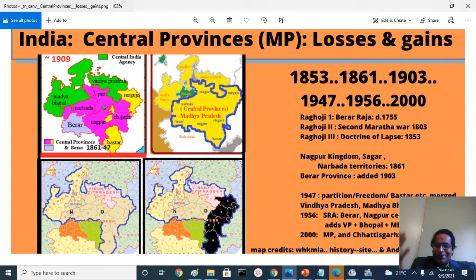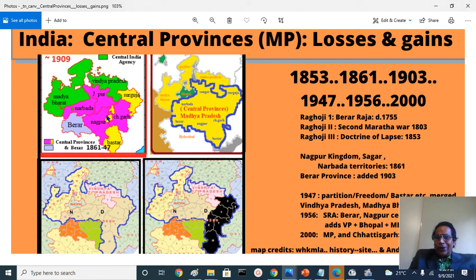So remember, it had 5 divisions: Berar division and Nagpur division, the Marathi-speaking regions, and Narmada division, Jabalpur division, and Chhattisgarh division, which spoke various dialects of Hindi, like Malvi or Nimadi or Chhattisgarhi, Bundeli, and Bagheli, and so on. That was the Central Provinces.